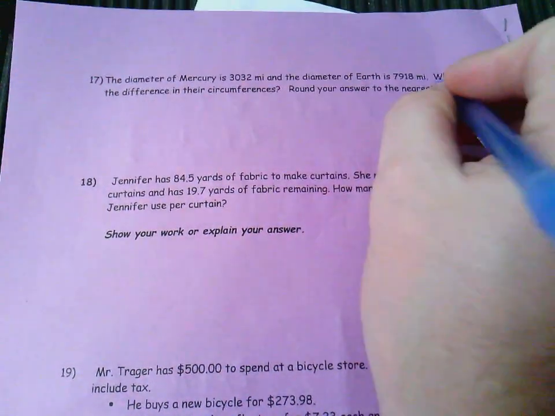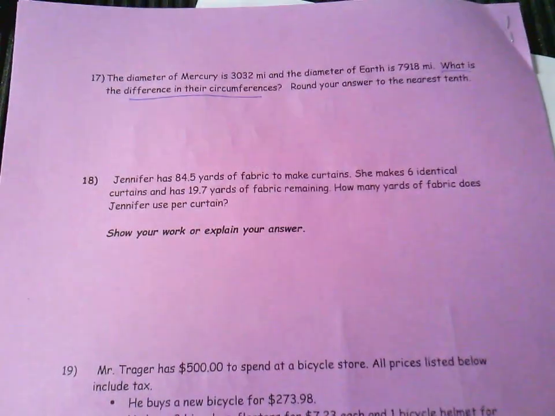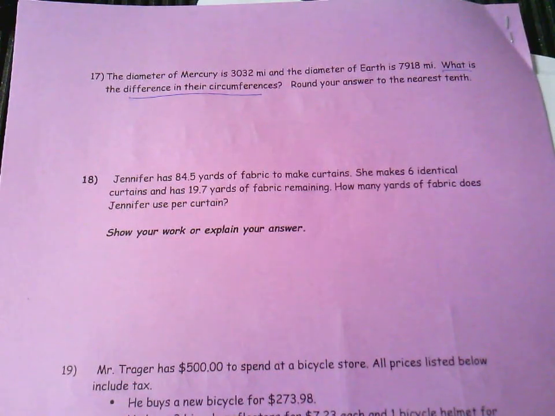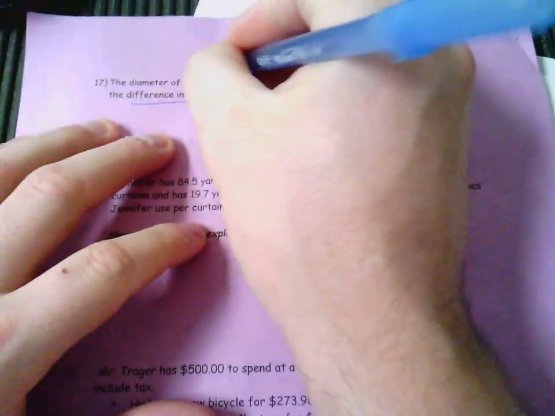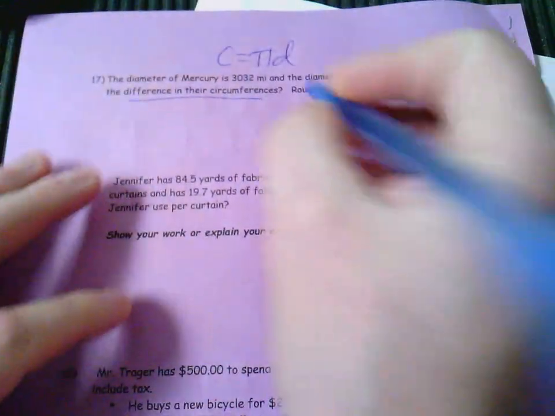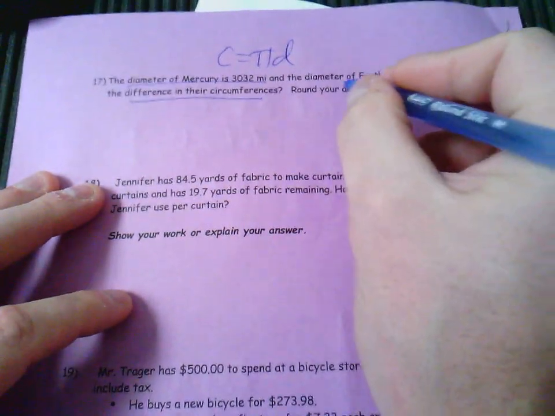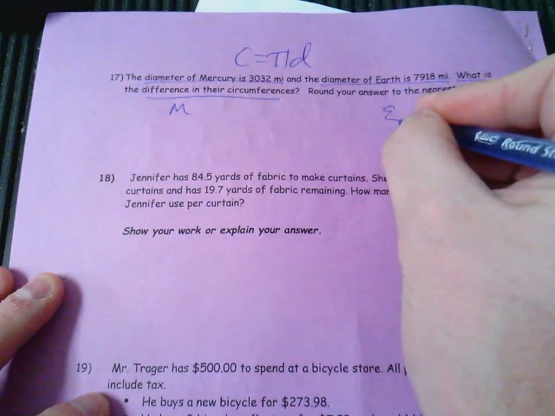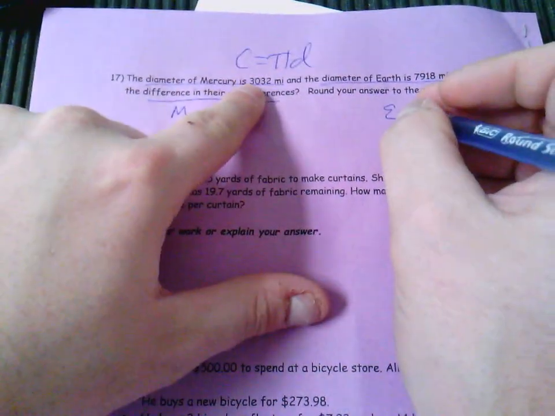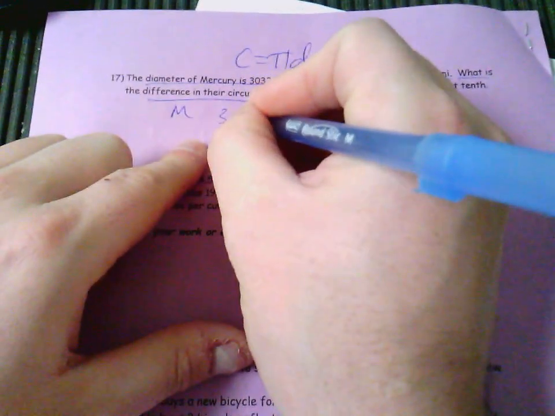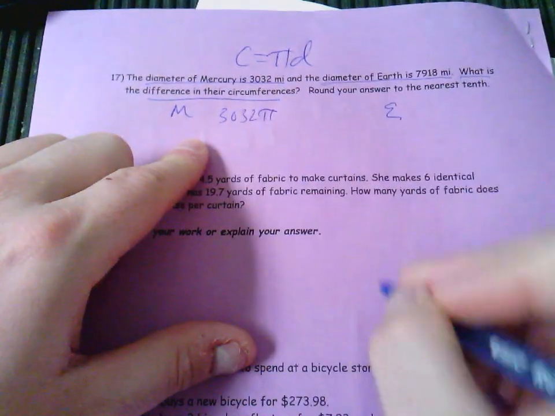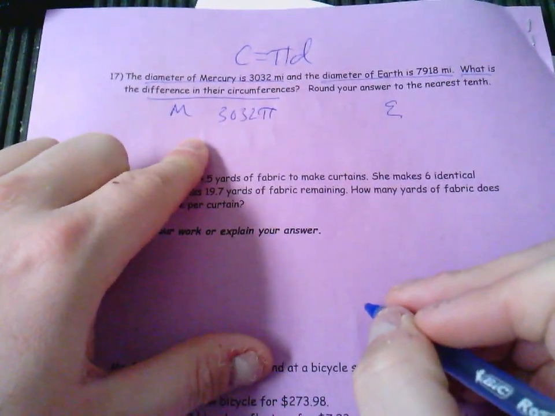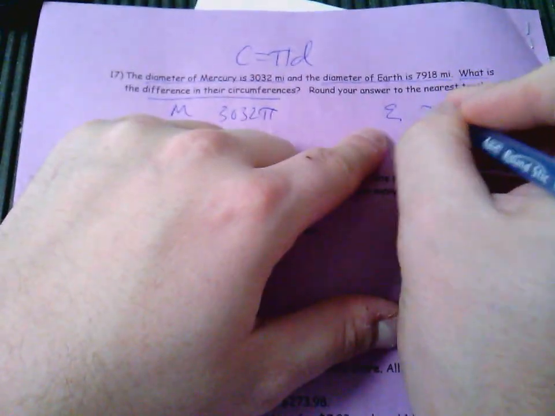17. What is the difference in their circumferences? We did one like this in class the other day. Circumference equals pi times diameter. Here's what's nice. Actually, this is easier because I gave you the diameters of both. So we've got Mercury, we've got Earth. Plugging the diameter in here, 3032 pi is Mercury's. Earth is 7918 pi.